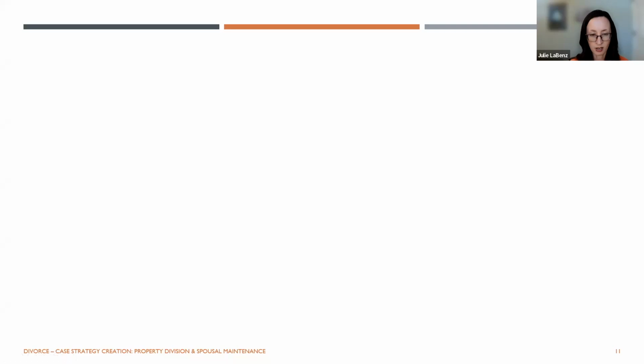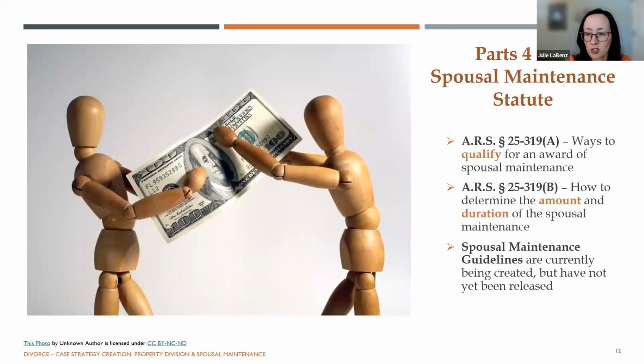Okay, so this is where I had gone to the property division spreadsheet. So now we're going to transition out of property, and we're going to talk about spousal maintenance. If you have any final property questions, feel free to throw those in the chat. Otherwise, let's talk about spousal maintenance.